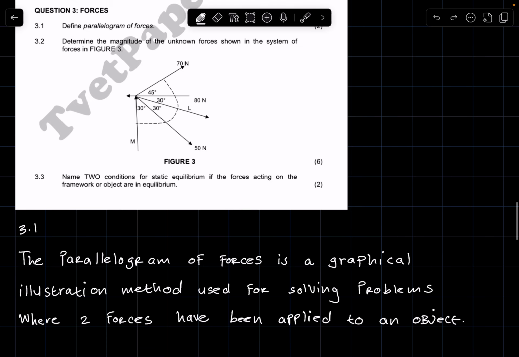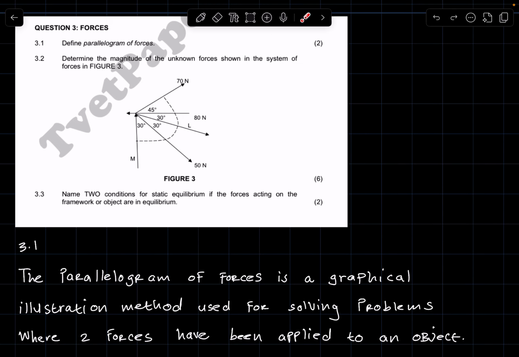Now, they want us to determine the magnitude of the unknown forces. So the unknown forces are L and M, and they want us to determine the magnitude of those forces. So we are going to do that applying conditions of equilibrium.